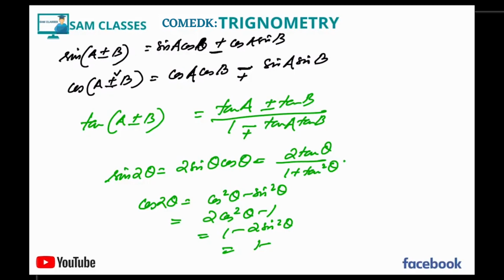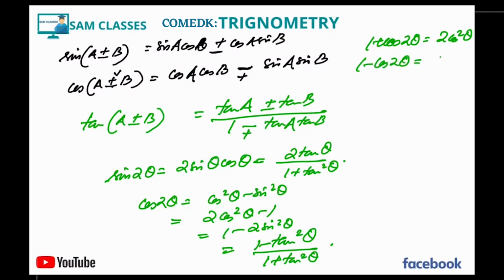Once you're done, now in Trigo, what is the most important thing is the formula should be on your fingertips. Okay, if you don't remember the formula, it will be very difficult to deal. Okay, clear? Now, next. So this much basic formulas we have. Few more we have. Let's put it down. Okay. So 1 plus cos 2 theta is equal to 2 cos square theta, and 1 minus cos 2 theta is equal to 2 sin square theta.